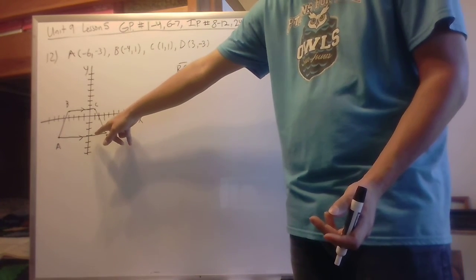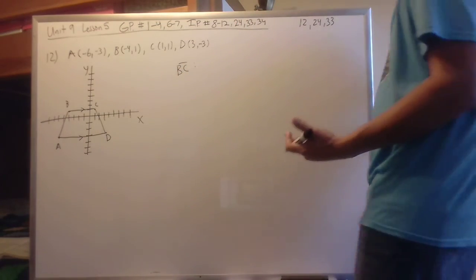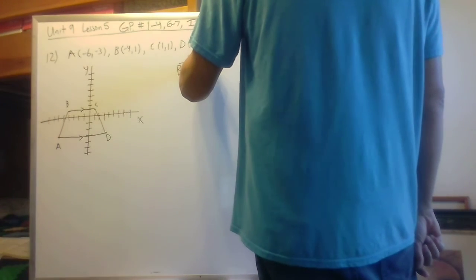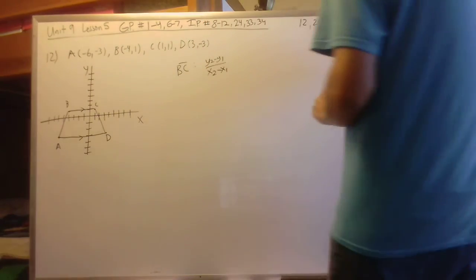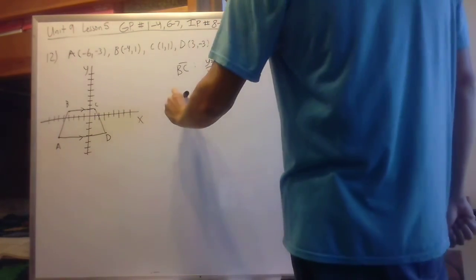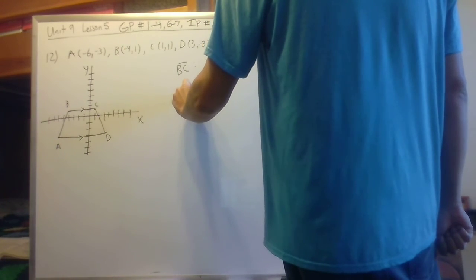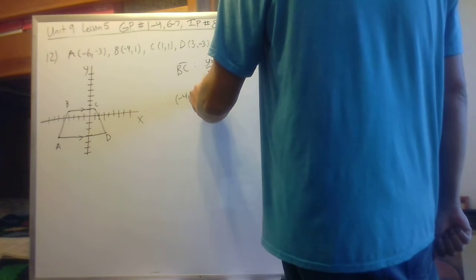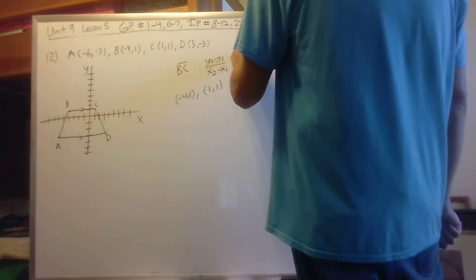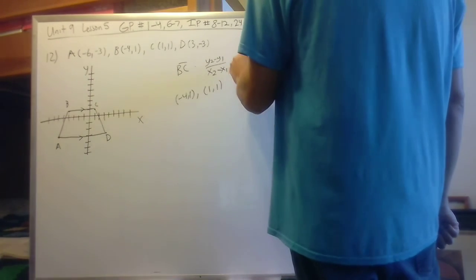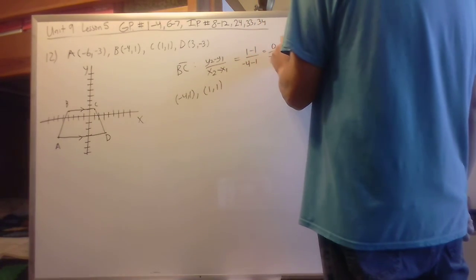A and D, its y value is at -3, and so we know the slope is also going to be 0. That's a quick way to do this. However, the book wants you to use the slope formula, which is y2 minus y1 over x2 minus x1. So we're going to take B's coordinate, which is at -4, 1, and C's coordinate, which is at 1, 1, and plug it into the slope formula. So we're going to go 1 minus 1 over -4 minus 1. So that's going to be 0 over -5, which is 0.